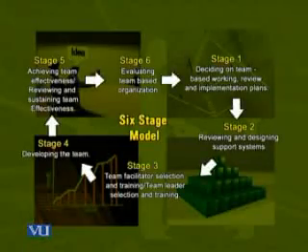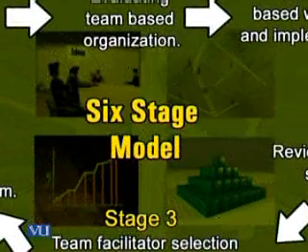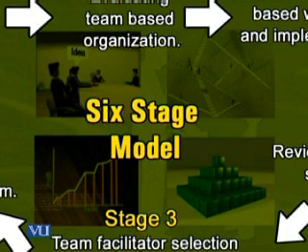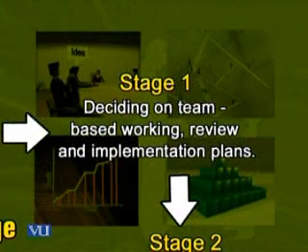Let's now try to understand the model, how to create a team-based organization. In the text, there is a six-stage model, as they call it, for converting a traditional organization into a team-based organization. You can start from a small level and slowly convert your whole organization into a complete team-based organization. Those six stages are: stage number one, you have to decide how and why you want to go for a team-based working environment. You need to review it. You have to prepare an implementation plan. So stage one is you will decide, yes, we need to go for a team-based organization, and you will do this by planning the implementation strategy.